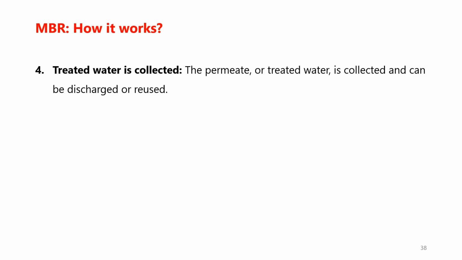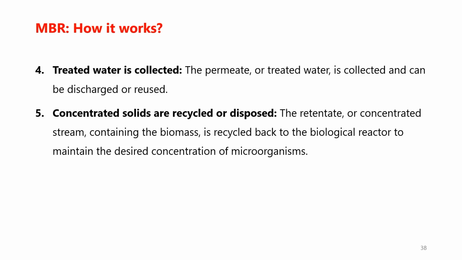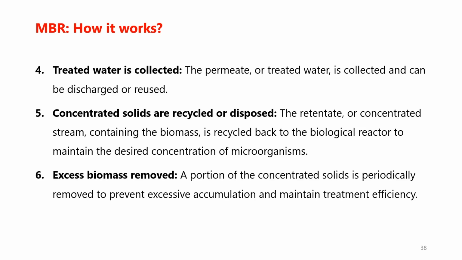Then the permeate, or treated water, is collected and can be discharged or reused. Concentrated solids are recycled or disposed. The retentate, or concentrated stream containing the biomass, is recycled back to the biological reactor to maintain the desired concentration of microorganisms. Excess biomass is then removed. A portion of the concentrated solids is periodically removed to prevent excessive accumulation and maintain treatment efficiency.